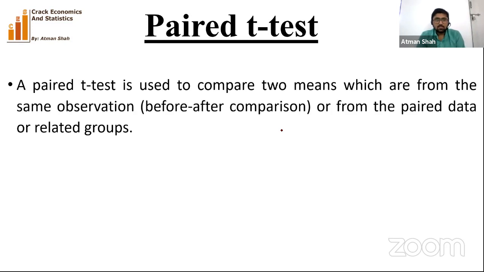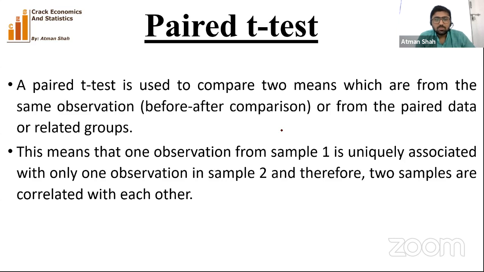What is a paired t-test? A paired t-test is used to compare two means which are from the same observation, that is, a before-after comparison, or from paired data or related groups. So if we want to compare the before and after, or compare the effectiveness of an event: before the event, what was the position, and after the event, what happened to the observation. That is a before-after comparison, or when we have paired data or two groups related to each other. In that case, we use the paired t-test.